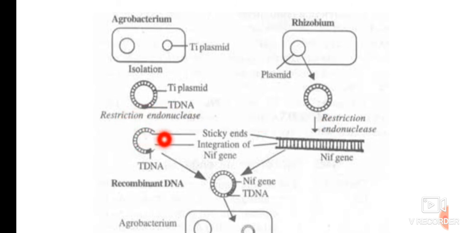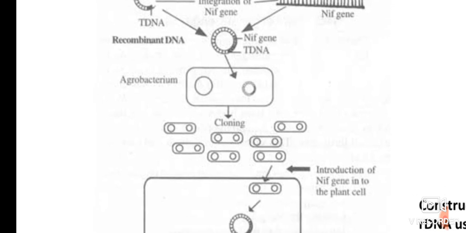Now the isolated NIF gene is spliced or joined into the opening with the help of enzyme ligase. Thus, NIF gene is incorporated into the TI plasmid. This NIF gene integrated with TI plasmid is called recombinant DNA. Here also there are sticky ends, and so there is integration of the NIF gene into the plasmid. So NIF gene is incorporated into the TI plasmid. This NIF gene integrated with the TI plasmid is called recombinant DNA.